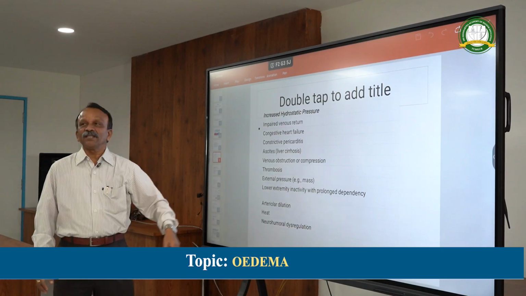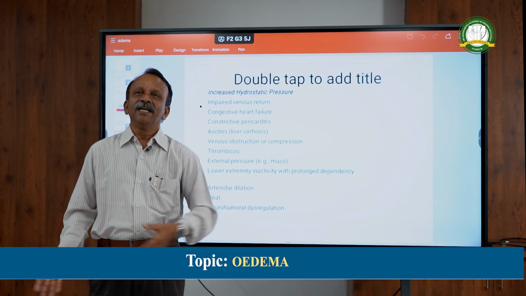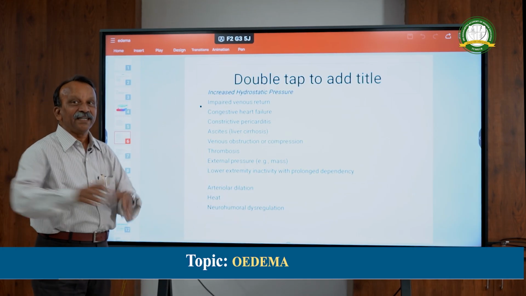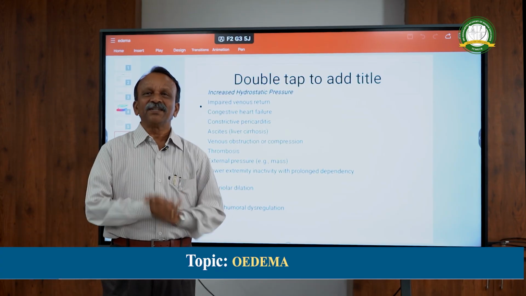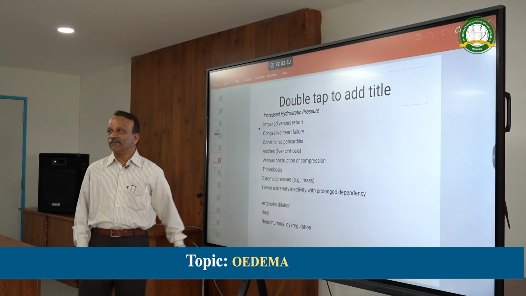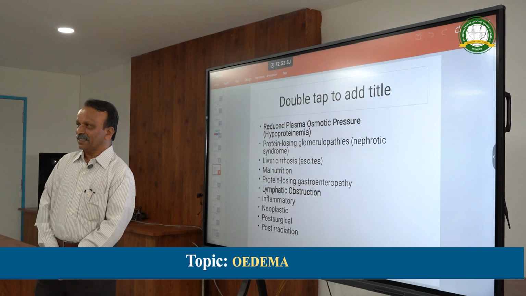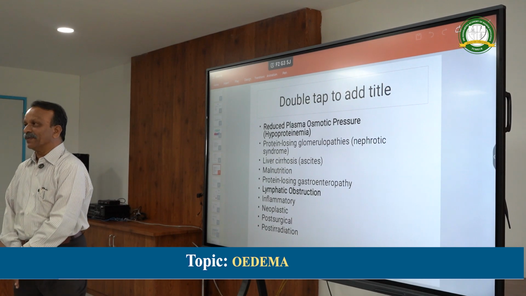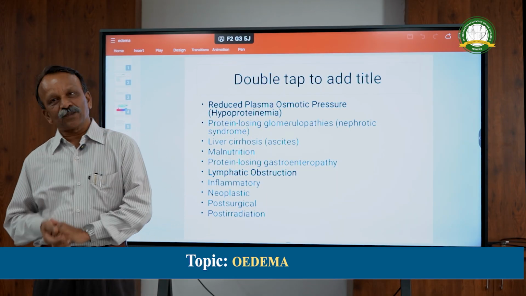Next, in case of comatose patients or hospitalized patients, there is no movement, there is no ambulation, that is, movement is not seen. In those cases, the prolonged dependency results in a rise in the hydrostatic pressure, thus resulting in the edema. Then the next one, a decrease in the colloid osmotic pressure. What are all the causes for this decreased colloid osmotic pressure? So it is the albumin which is responsible for the colloid osmotic pressure.